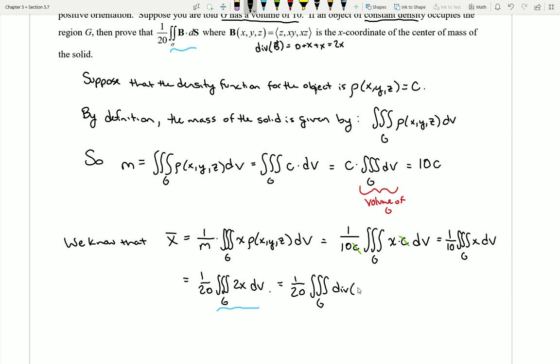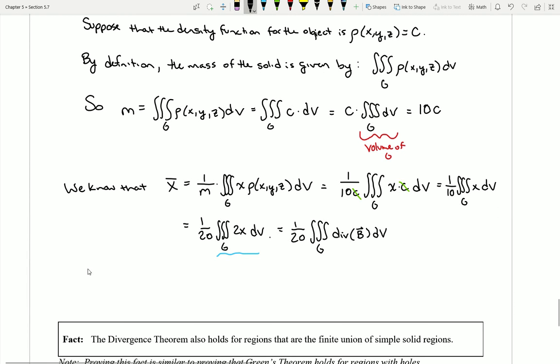So this here is actually the same as saying the triple integral of the divergence. But of course, by the divergence theorem, we know that we can continue what we have here and say that this should be 1/20th times, and we should be able to immediately say that this is the same as the flux integral over sigma.